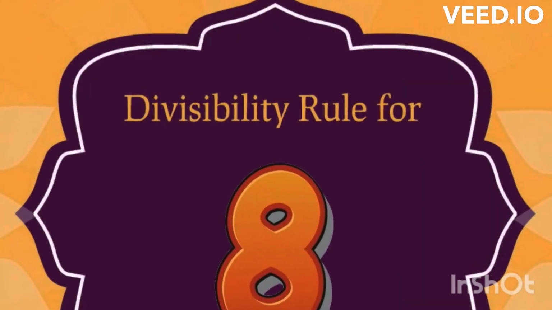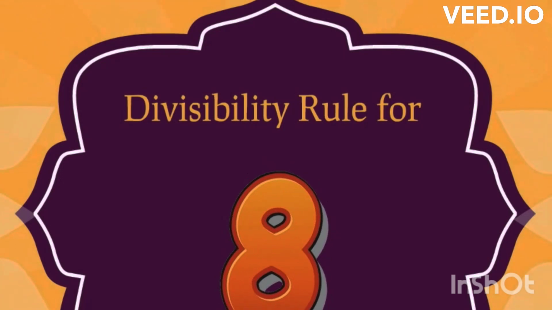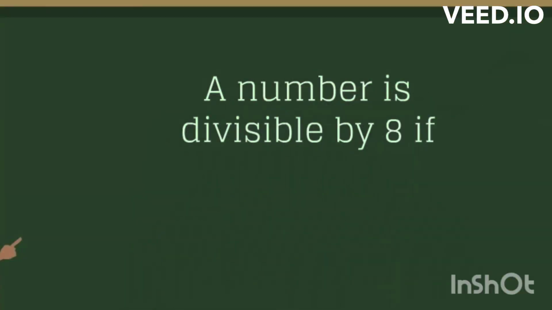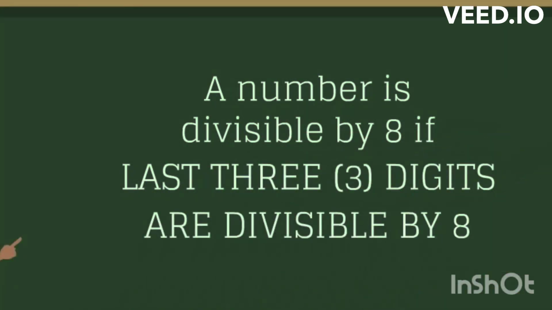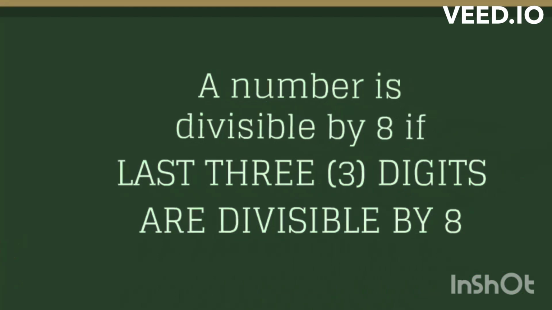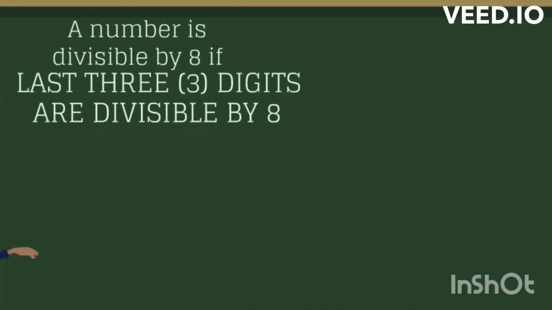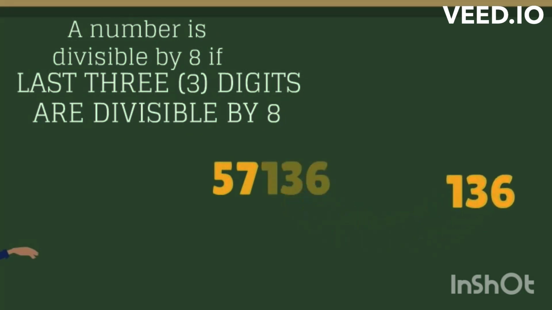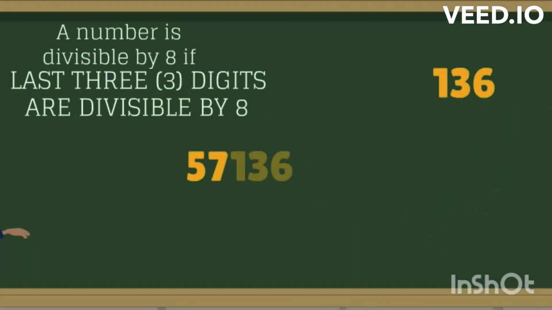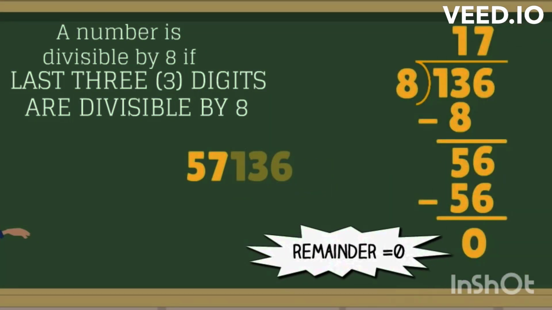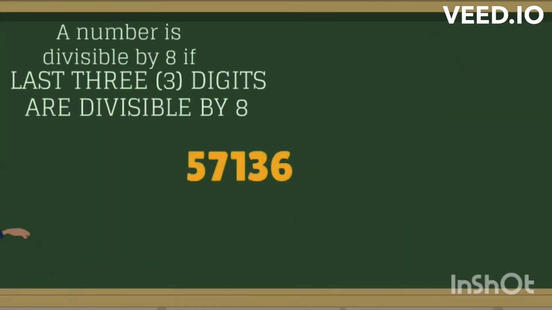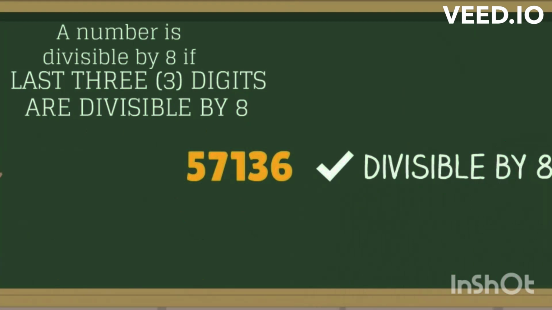Divisibility rule for 8. Now let's look at the rule for number 8. Take the last three digits of any number and see if they are divisible by 8. If they are, the entire number is divisible by 8. For example, in 57,136, the last 3 digits are 136, which as you can calculate is divisible by 8. So the number 57,136 is also divisible by 8.